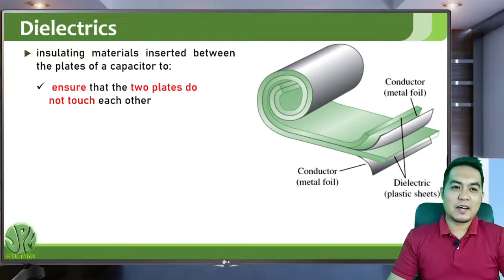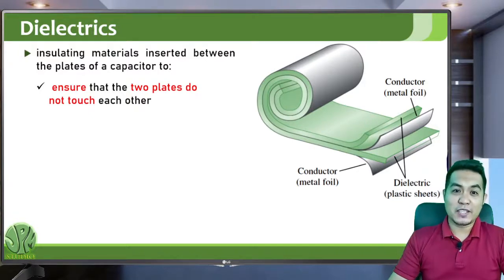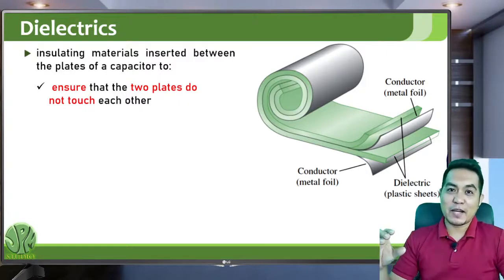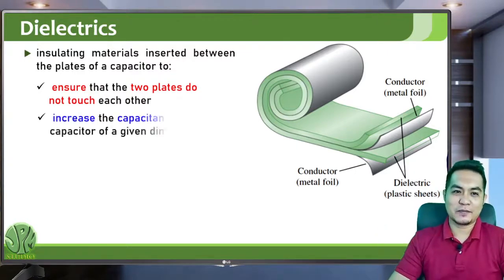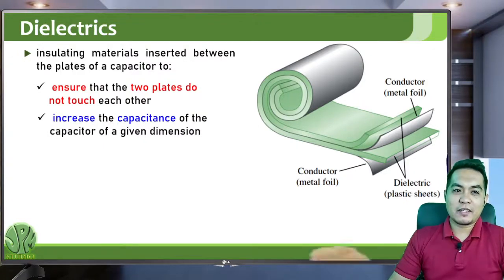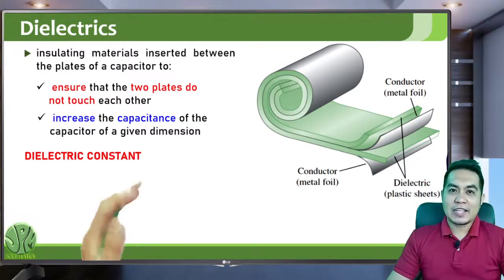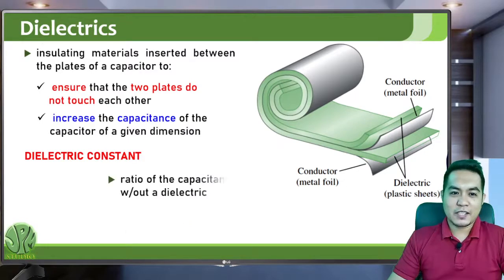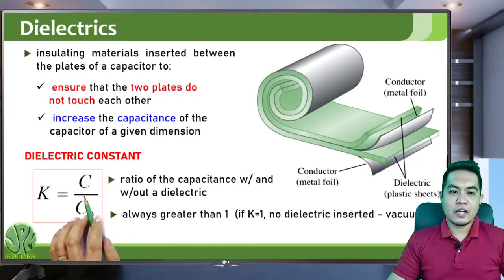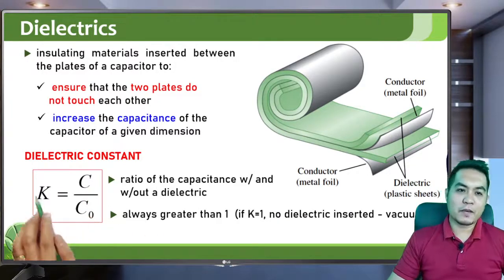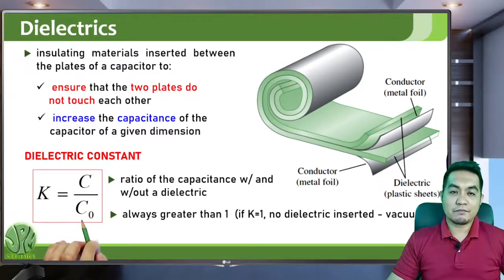So the main purpose of a dielectric or an insulator is to ensure that the two plates of your capacitor do not touch each other. Because again, if the positive plate and the negative plate of your capacitor touch each other, then you will no longer have a capacitor. You can have a short circuit. The second reason is to increase the capacitance of the capacitor in a given dimension. A dielectric or an insulator has what we call a dielectric constant, K, which is just the ratio of the capacitance with and without dielectric. So if you cross multiply, the capacitance is just K times the original capacitance.